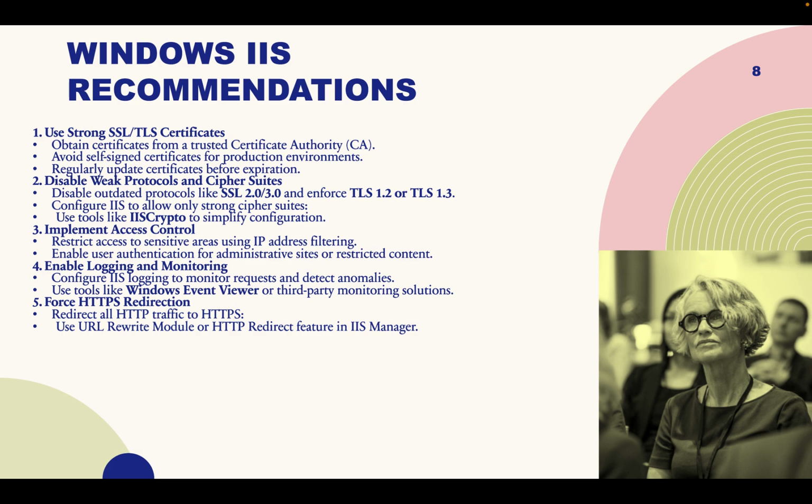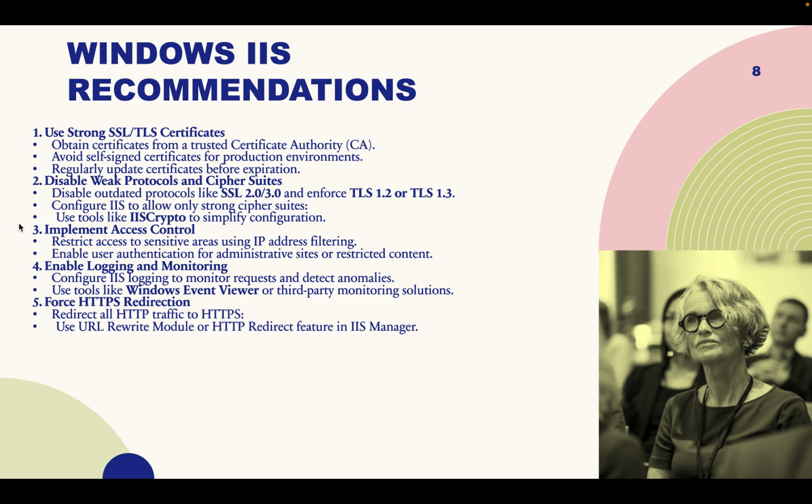You want to avoid self-signed certificates for production environments, and you've got to regularly update these before they expire. Disable weak protocols and cipher suites. You want to disable outdated protocols like SSL 2.0/3.0 and enforce TLS. TLS is preferred over SSL. Then you want to use tools like IIS Crypto to simplify the configuration.